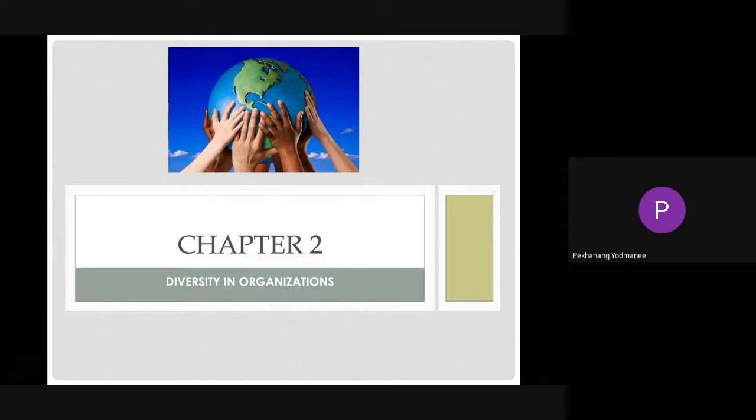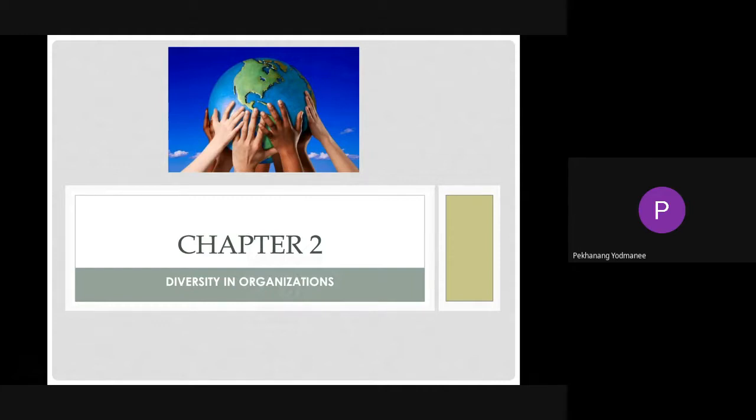Explain how the key biological characteristics are relevant to OB. Explain how other differentiating characteristics factor into OB. Demonstrate the relevance of intellectual and physical abilities to OB. And the last one, explain how organizations manage diversity effectively.